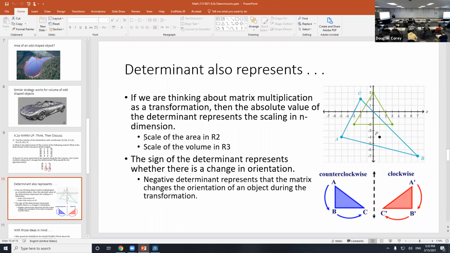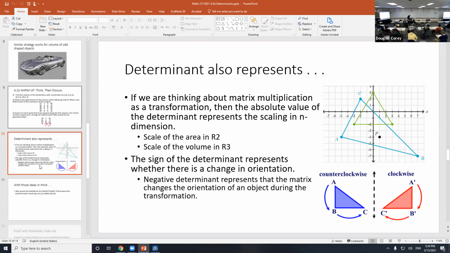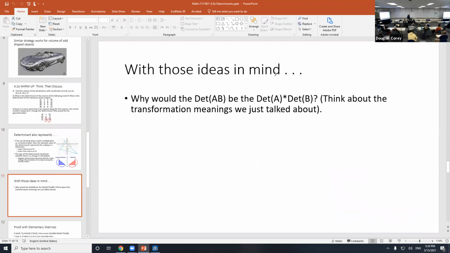But okay. So with this understanding, here's another task for you. Why would the determinant of AB be the determinant of A times the determinant of B? We just talked about what the determinant represents geometrically. So think about why would the determinant of AB be the same as the determinant of A times the determinant of B? So think about that and talk with your neighbor.